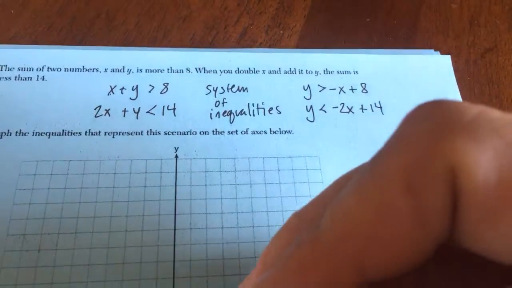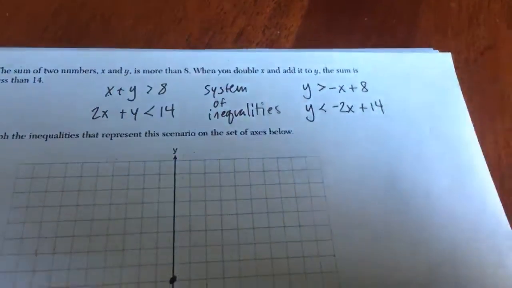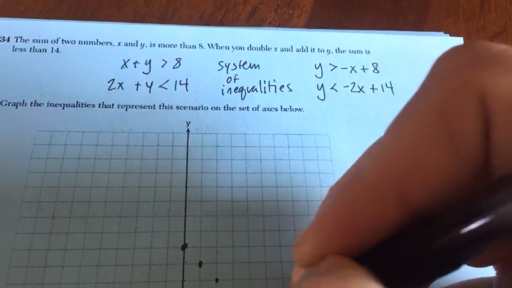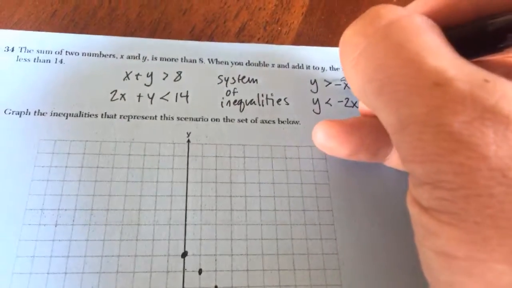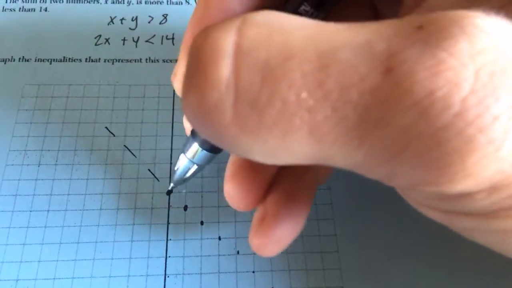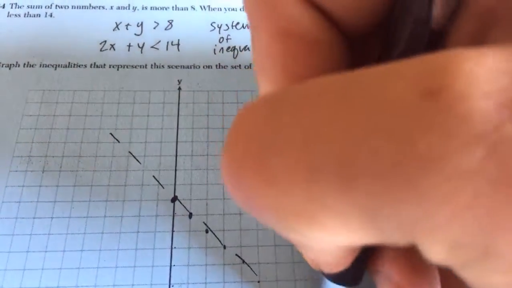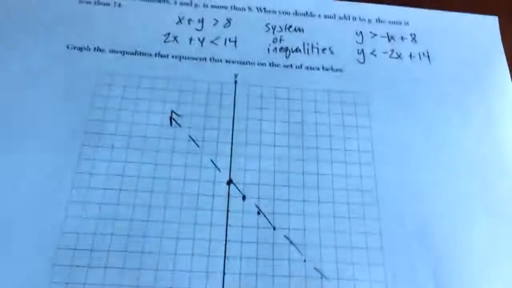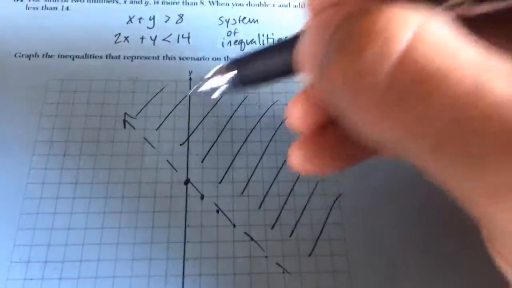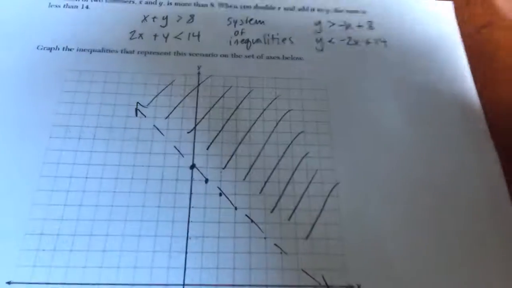So 1, 2, 3, 4, 5, 6, 7, 8. Graphing the first inequality, the slope is negative 1, so I go down 1 over 1. Both these lines are going to be dashed because of the greater than and less than symbol. y is greater than, so that means we're going to shade above this line. That means all of these points are a solution to that inequality.